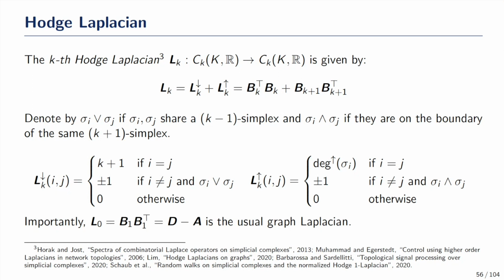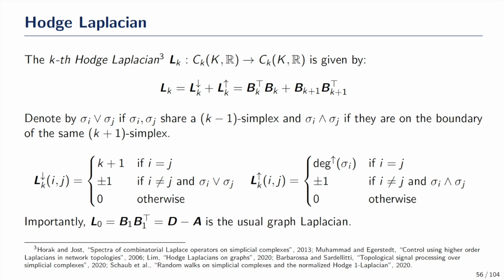And importantly, you should see these as a generalization of the graph Laplacian. The graph Laplacian is just the Hodge Laplacian in dimension 0, so for nodes. And it's defined just like this because the other term disappears, since it's just 0. So you just have these B1s.